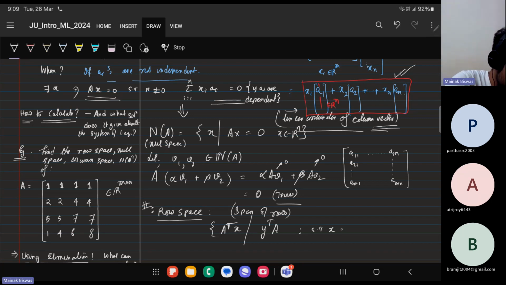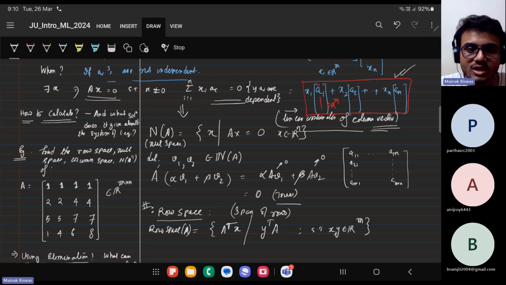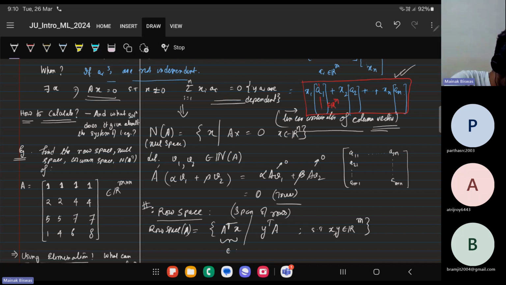Such that X belongs to R to the power m, Y belongs to R to the power n. So row space equals column space for a symmetric matrix. Yes, that is very clear, na? A equal to A transpose, of course. But is the definition of row space clear? Once you know null space and column space, the other two are definitely clear, right? So in which space, what subspace will it be? R to the power n, yes or no?